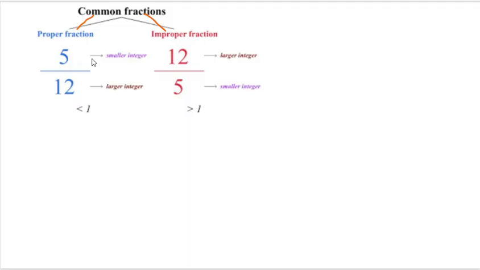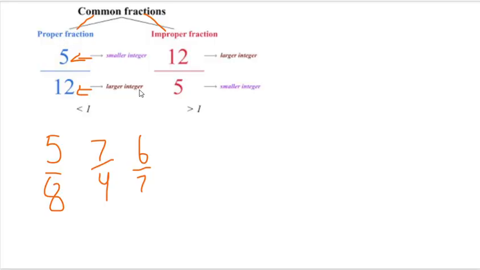Now the proper fraction is where the numerator is less than the denominator. So when the numerator is less than the denominator, we can have something like 5 over 8, or maybe 7 over 9, or 6 over 7. This is a proper fraction.